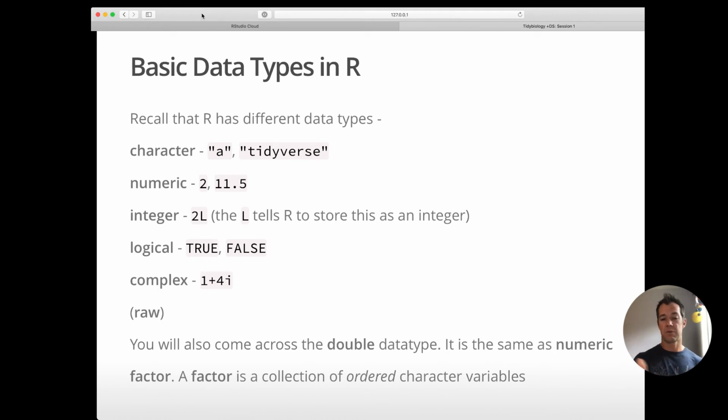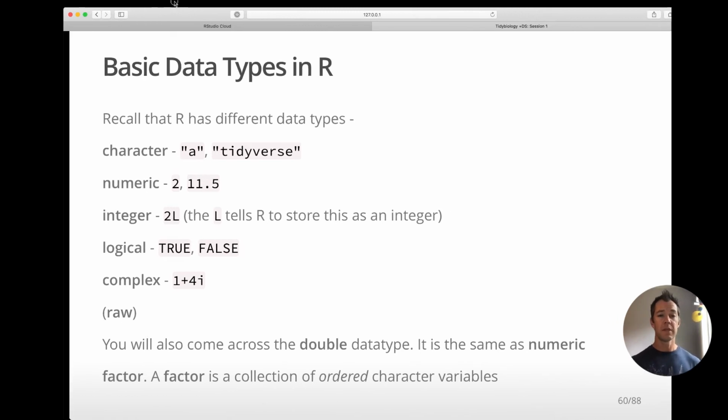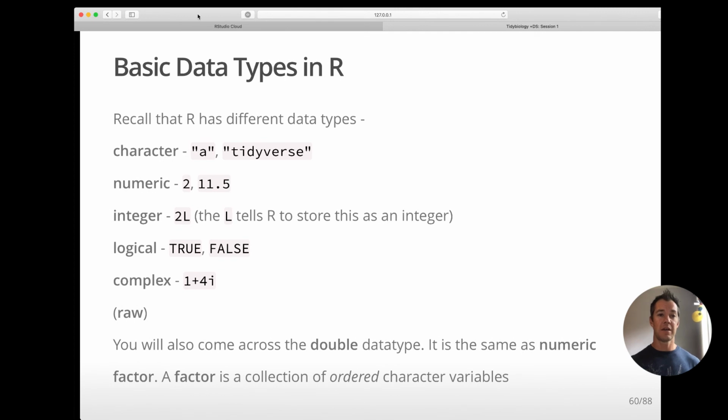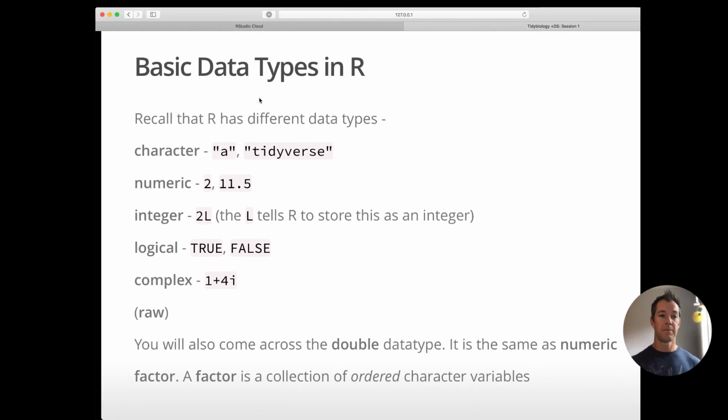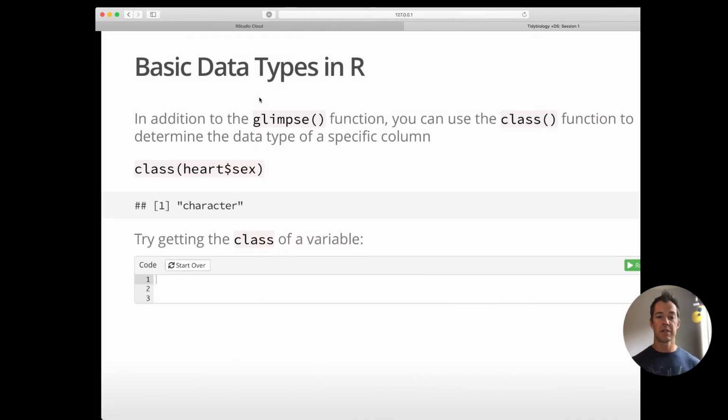What you can think of a factor as is a collection of ordered variables. These are character variables that have some sort of order to them. For example, months have a factor because factors have an order. You can also have some unordered factors. Of course, there are going to be exceptions to everything that I say, but factors will become useful when it comes to plotting.